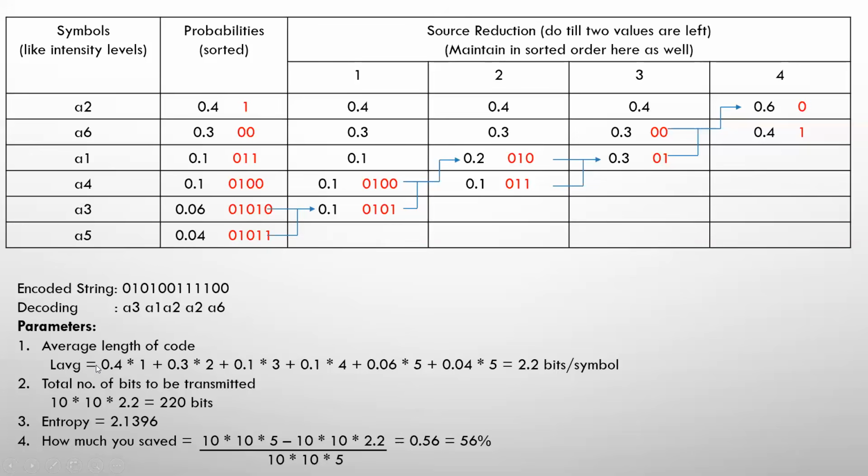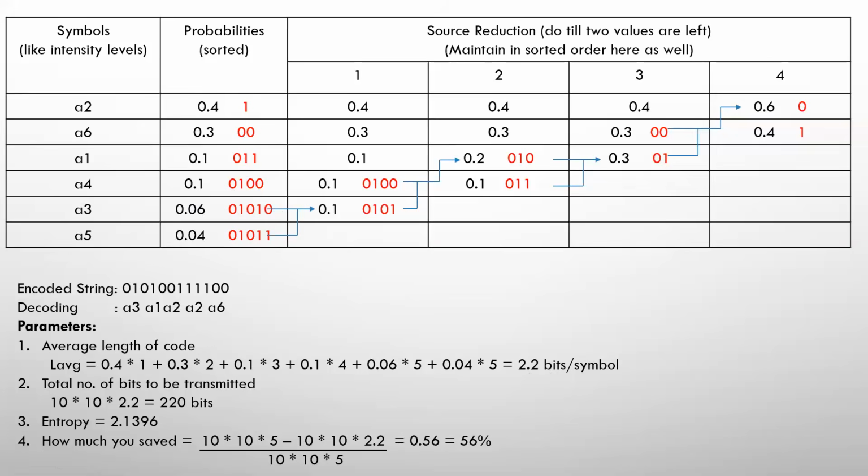We did it already. Just pause the video and see how to do it. So we have 0.4 into how many symbols? 1. 0.3 into 2, because there are two symbols required, plus 0.1 into 3, plus 0.1 into 4, plus 0.06 into 5, plus 0.04 into 5. So this gives me 2.2 bits per symbol.